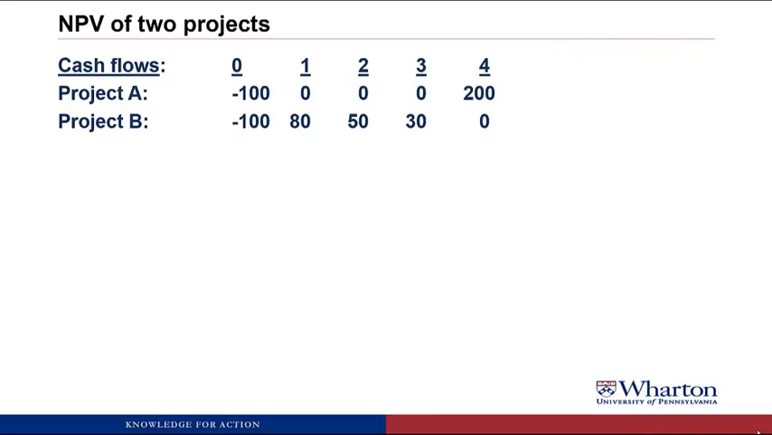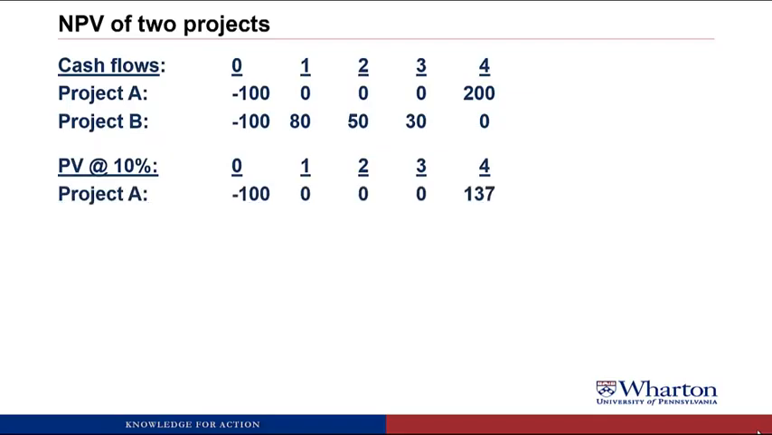Yeah, so let's convert these to present value at, say, 10% interest rate. So for project A, we still pay $100 because that's today's dollars, but we don't receive $200 in terms of today's dollars. We only receive $137 in terms of today's dollars. So 137 is the present value of 200 4 years from now at 10% interest.